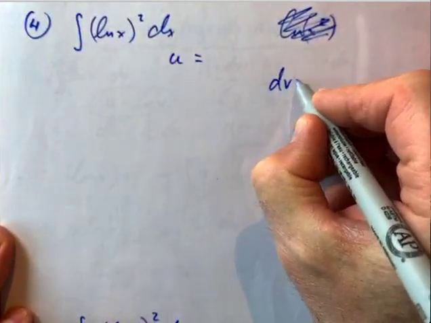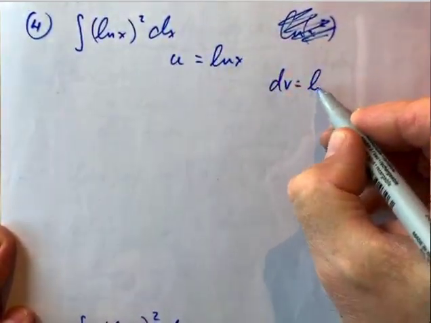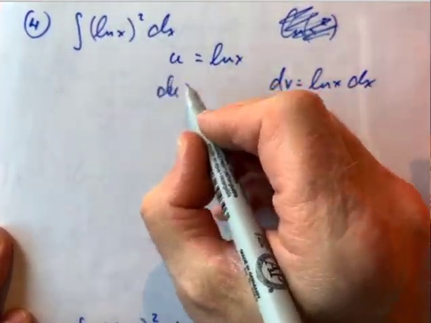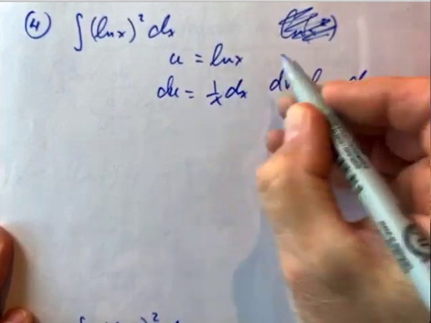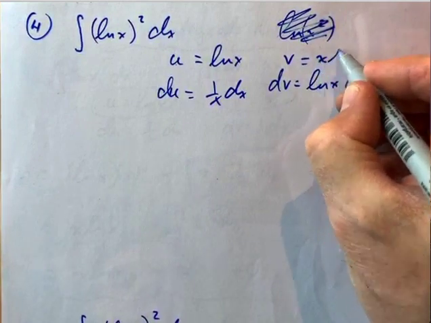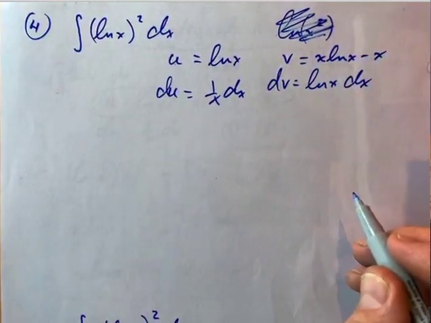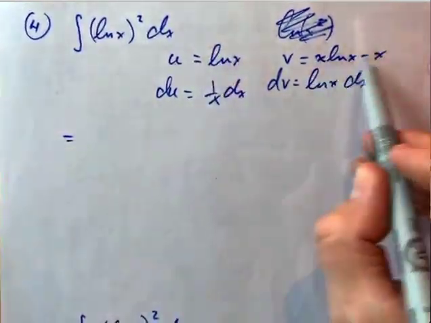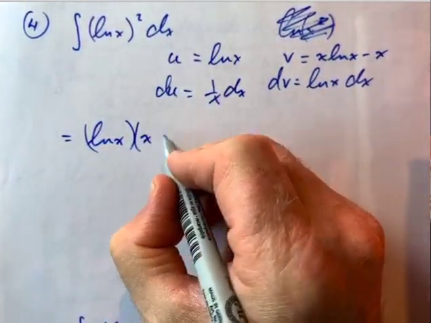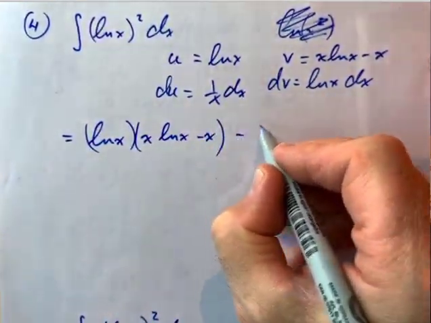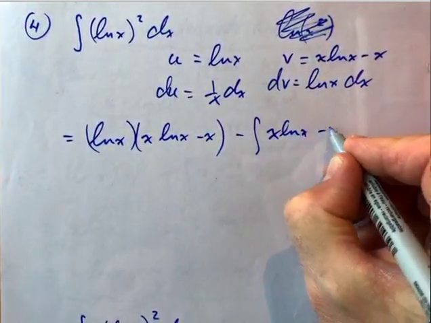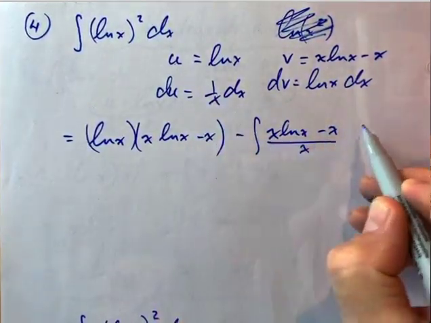Okay, so let's do this. u dv. One of them is going to be ln x. The other one is going to be ln x dx. So for the derivative and the antiderivative, du is 1 over x dx, and the antiderivative of dv, we just did this one, is x ln x minus x. Okay, so here we go. uv, so it's going to be ln x times x ln x minus x, minus the integral of v du.